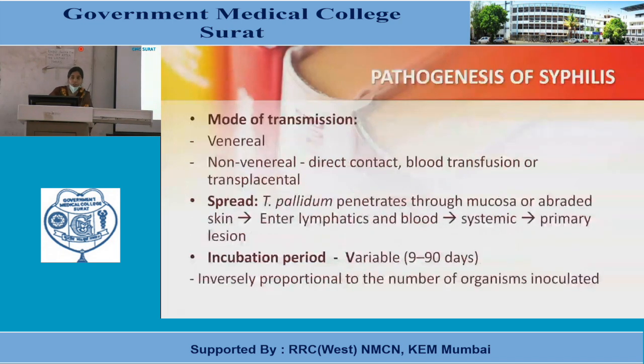Now, pathogenesis of syphilis: it is transmitted by the venereal route, and another is non-venereal by direct contact, maybe blood transfusion or transplacental. Treponema pallidum penetrates through the mucosa or abraded skin, and then enters into the lymphatic and blood circulation, and is transmitted systemically, causing primary lesions. The incubation period is variable, 9 to 19 days, inversely proportional to the number of organisms inoculated.